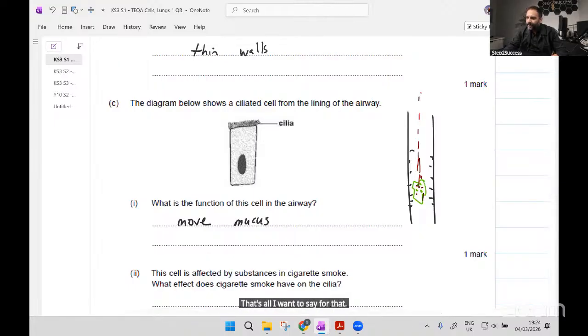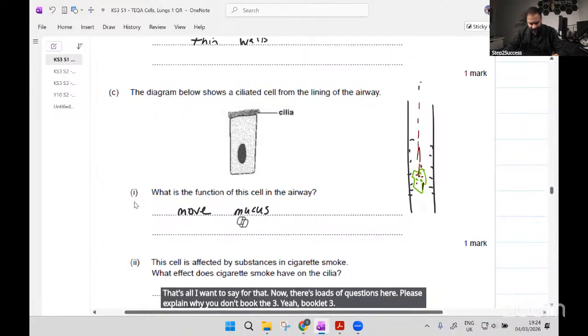No, there's loads of questions here. Please explain one on booklet three. Yeah, booklet three. Don't worry, booklet three. I'm coming to it. Don't worry.